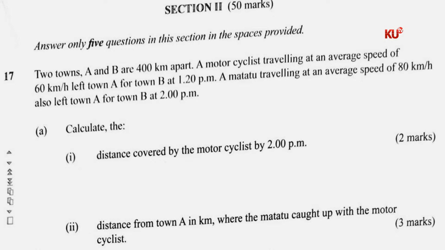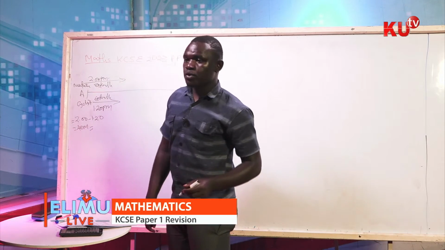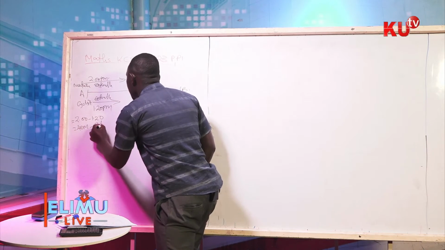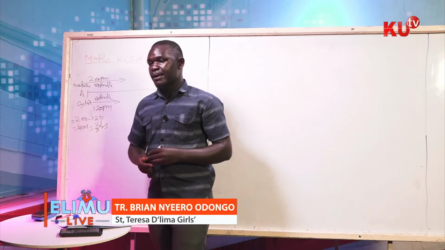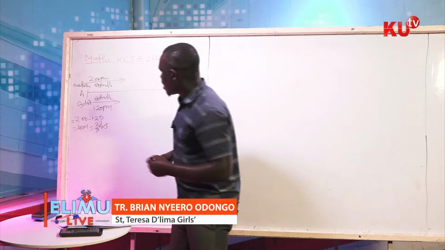So first of all, let's get the time taken between 1:20 p.m. to 2 p.m. So this is 2:00 less 1:20. So what you are getting is 40 minutes. This 40 minutes, when you convert it into hours, is 2/3 hours. Meaning they want the distance covered by the cyclist in 2/3 hours.